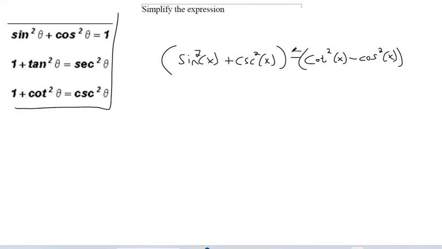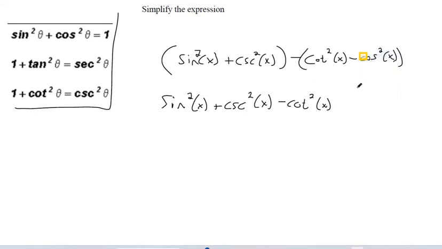But let's rewrite algebraically. Let's distribute that negative sign. So it's minus cotangent squared x, and then negative times a negative makes a positive, cosine squared x. And so now we can rearrange a little bit more. This is sine squared x, and I'm going to put cosine next to it because cosine and sine go together in the Pythagorean identities. I'm just making sure to keep the signs to the left of my term.